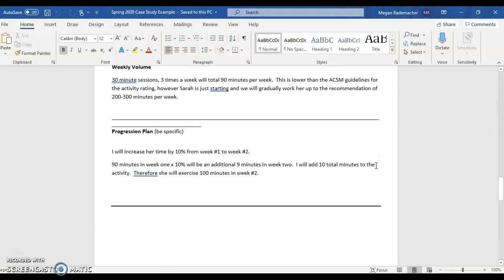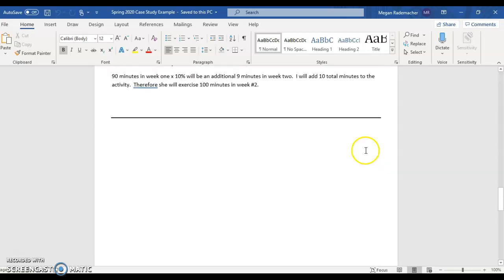Okay. And then our progression, as I talked about in the previous screencast, we want to increase her time by 10% from week 1 to week 2. So 90 minutes in 1 week times 10% will be an additional 9 minutes a week in week 2. Again, 9 minutes, we can round that up to 10. So therefore, she's going to exercise 100 minutes in week 2.